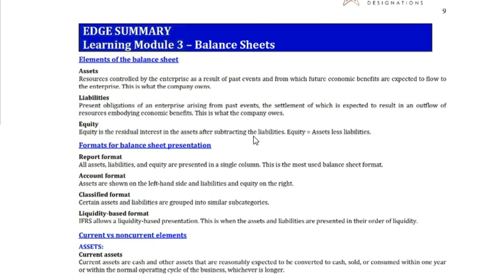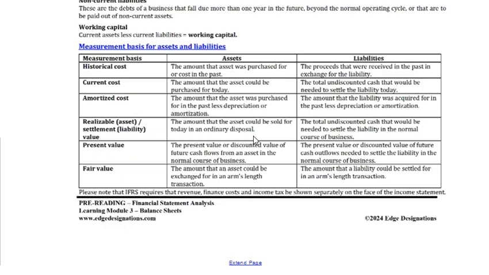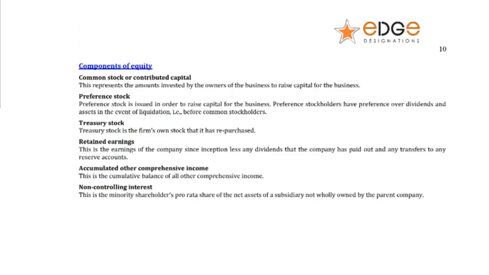Top of page 9, I've got a bit of a summary for you. As you can see, guys, learning module 3 is a relatively short, gentle one, where we take a quick look at balance sheets, remembering, of course, that we will see a lot more on balance sheets when we get to the core reading in the main section. And here's your summary.